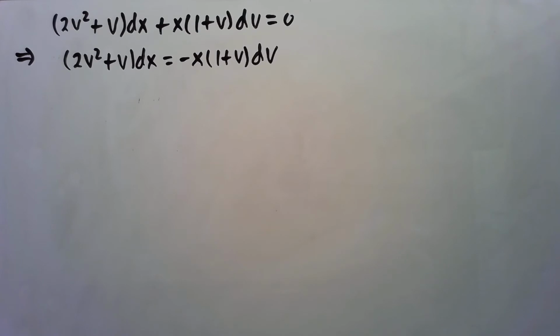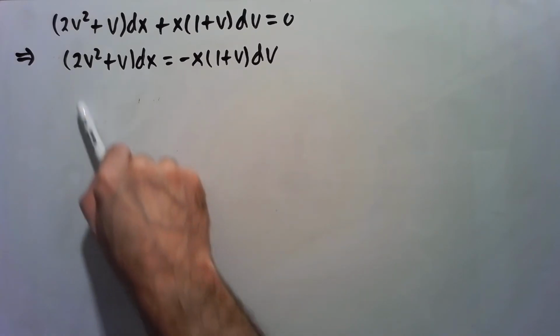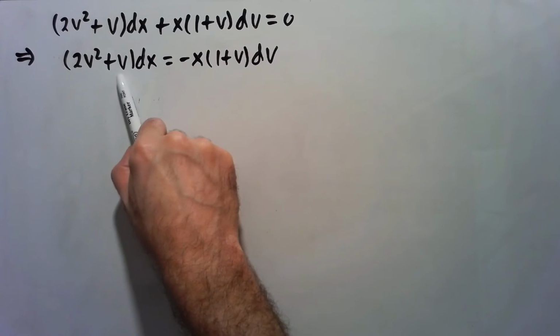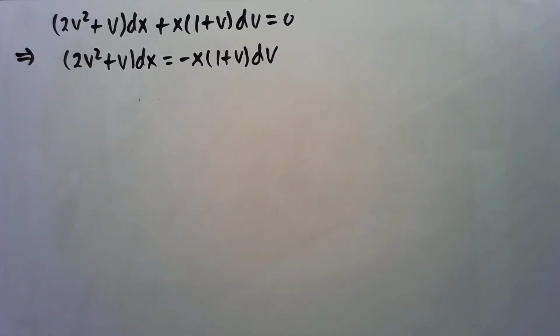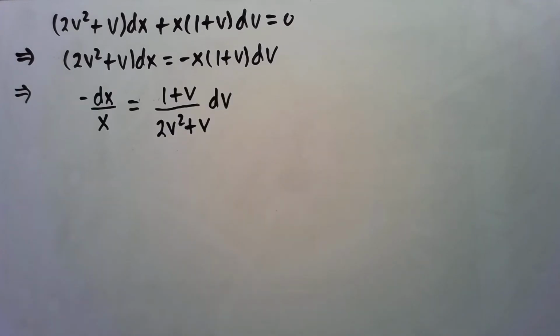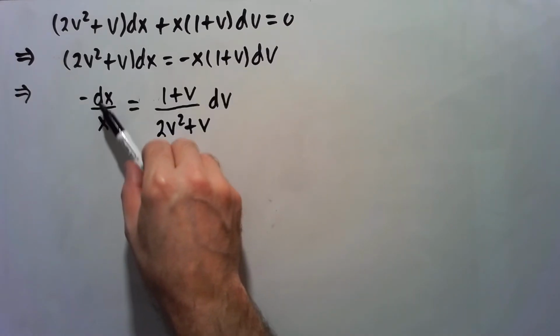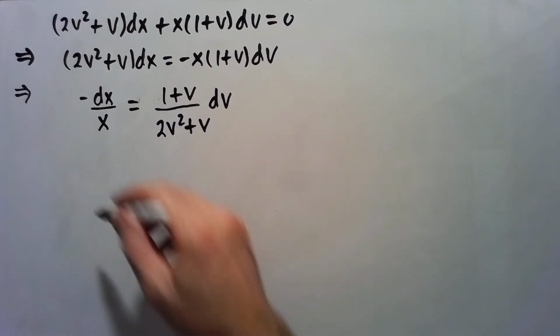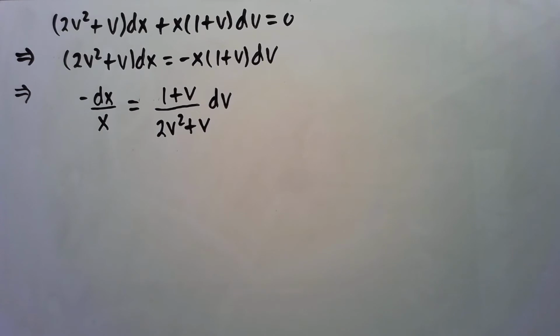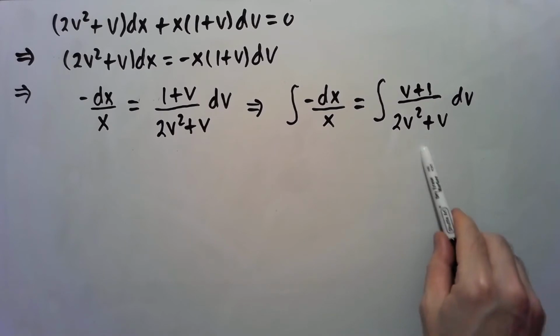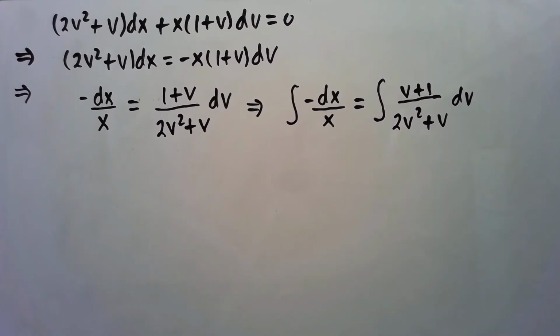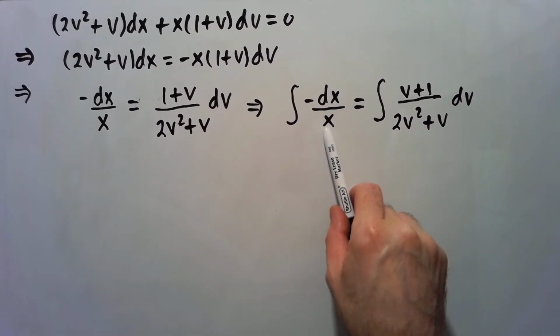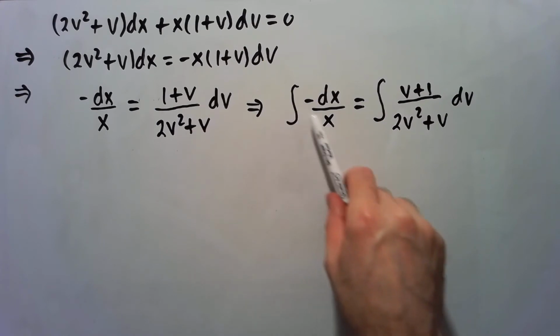Now we can separate the variables. Let's divide both sides by minus x and also divide both sides by 2v squared plus v. So doing that, separating the variables, we get negative dx over x equals 1 plus v over 2v squared plus v dv. So now we're going to integrate both sides. So we have to integrate these. The 1 over x will be ln, so it'll be minus ln of x on this side.